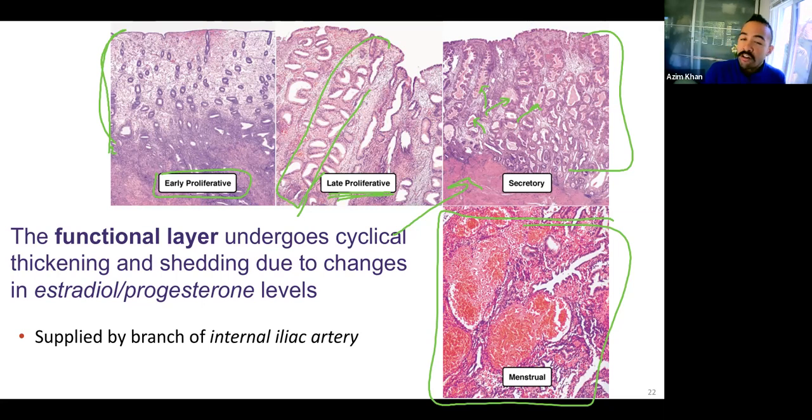Why or what's causing these changes? It's due to changing levels of estradiol and progesterone. The types of changes that happen are a little bit complicated, so we're not going to talk about it here. That's something you're going to talk about more in physiology, but it's related to hormonal levels. One thing that I do want you to know, since this is something we've discussed, is that the blood vessels that supply blood to the uterus will be branches of the internal iliac arteries, which come from the common iliac, which comes from the aorta.